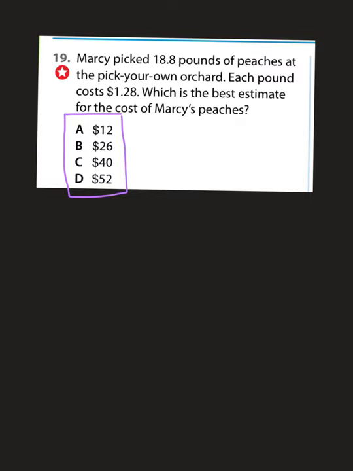Marcy picked 18 8/10 pounds of peaches at the Pick Your Own Orchard. Each pound costs $1.28. Which is the best estimate for the cost of Marcy's peaches? Okay, there's my word estimate.